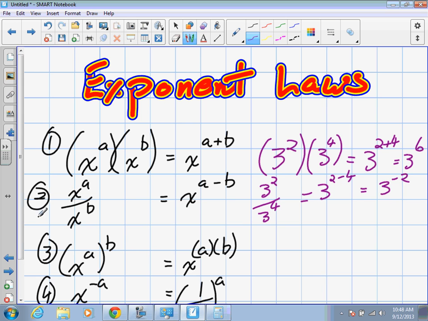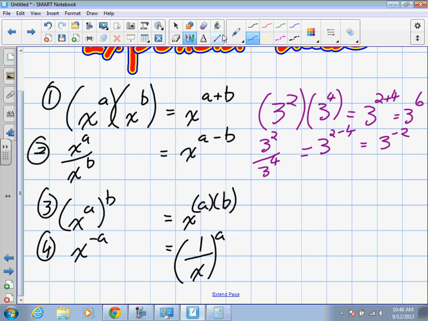Okay. Our third rule here is a power of a power. So you're only going to have one base in this question, so the base is going to stay the same. But it's when we have an exponent, and then all of that is to another exponent. In which case, we just multiply the two exponents by each other. So let's say we have 3 to the power of 2 to the power of 4. We can rewrite it as 3 to the power of 2 times 4, which is 3 to the power of 8.